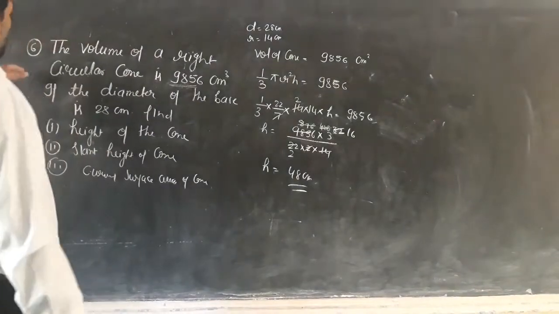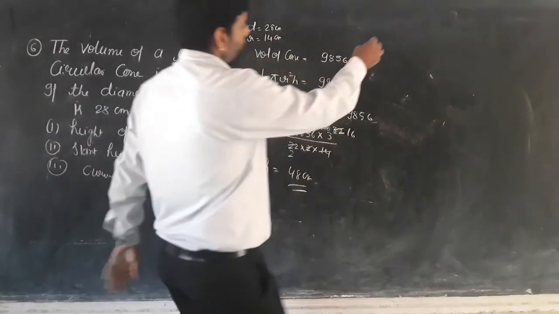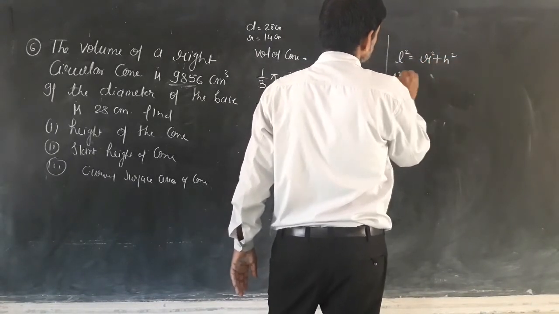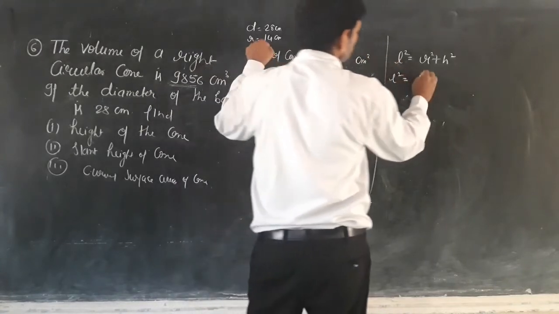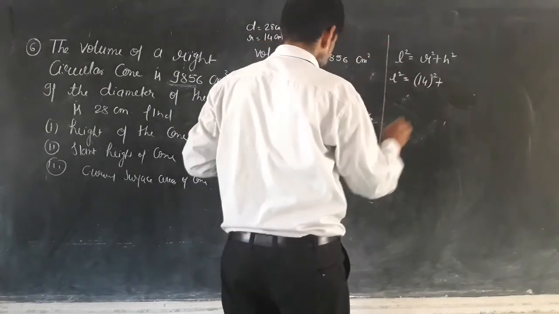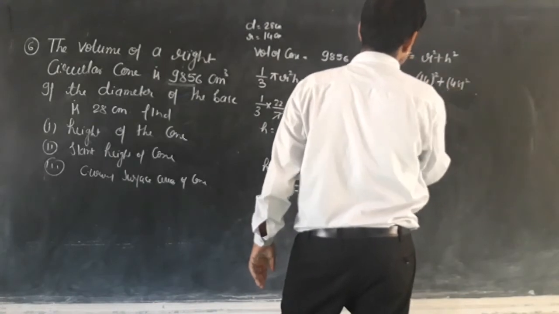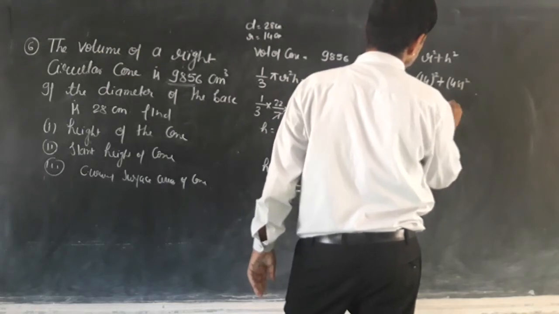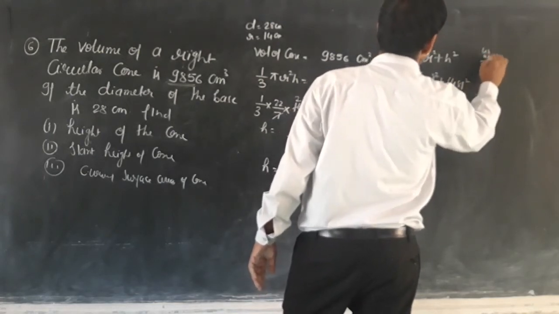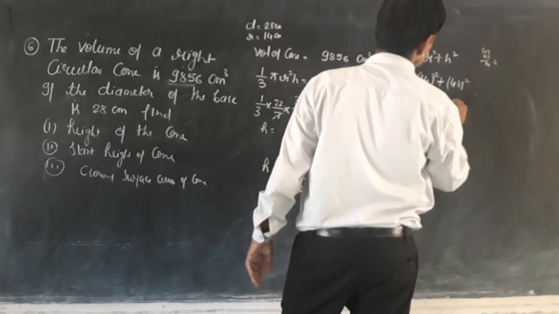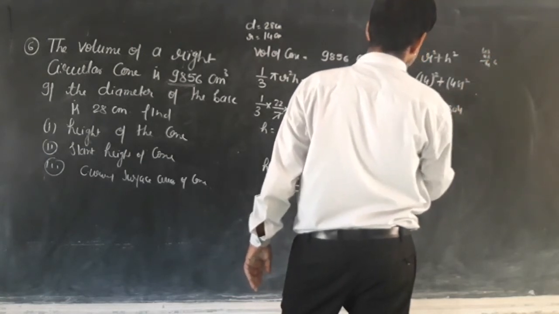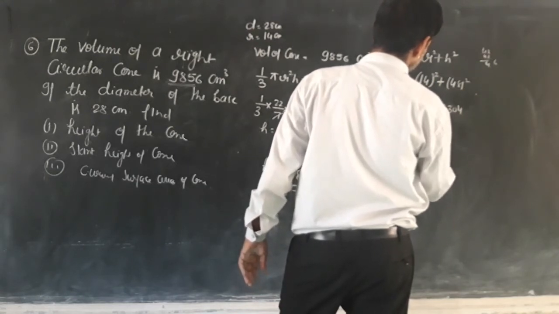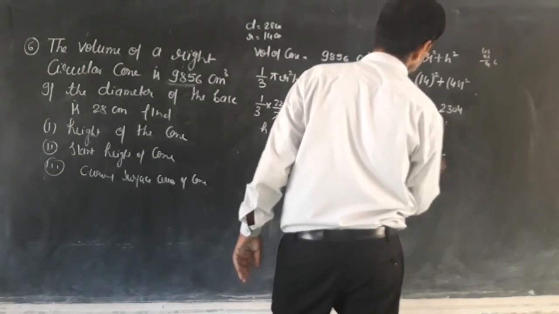Now next we have to find the slant height. So slant height: l square is equal to r square plus h square. L square is equal to, in the question, radius is 14 square and height is 48 square. So l square is equal to 196 plus 48 into 48, which is 2304. So l square is equal to 2500. So l is equal to 50 centimeter.